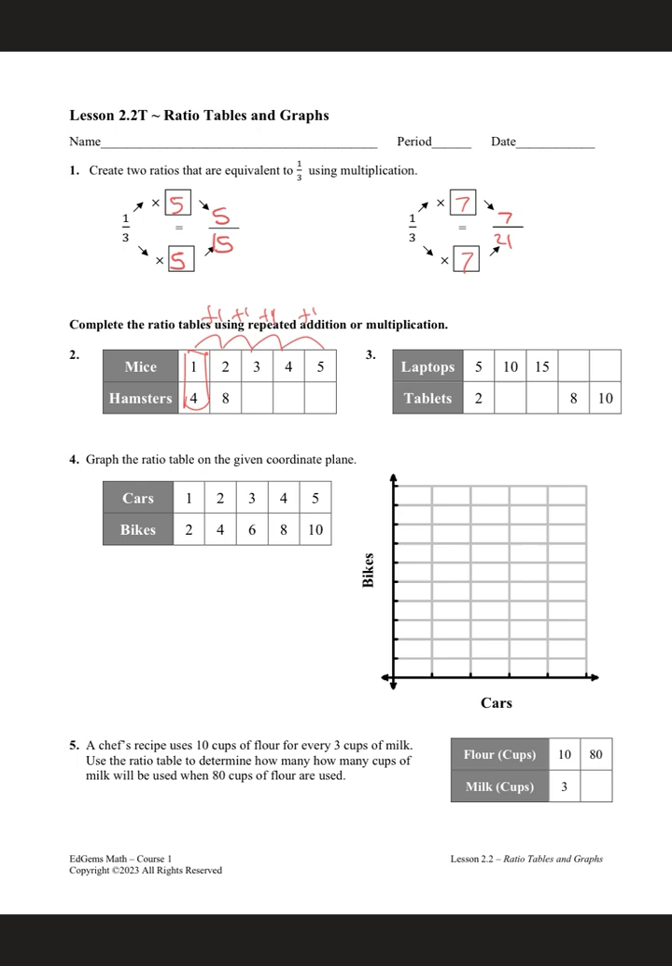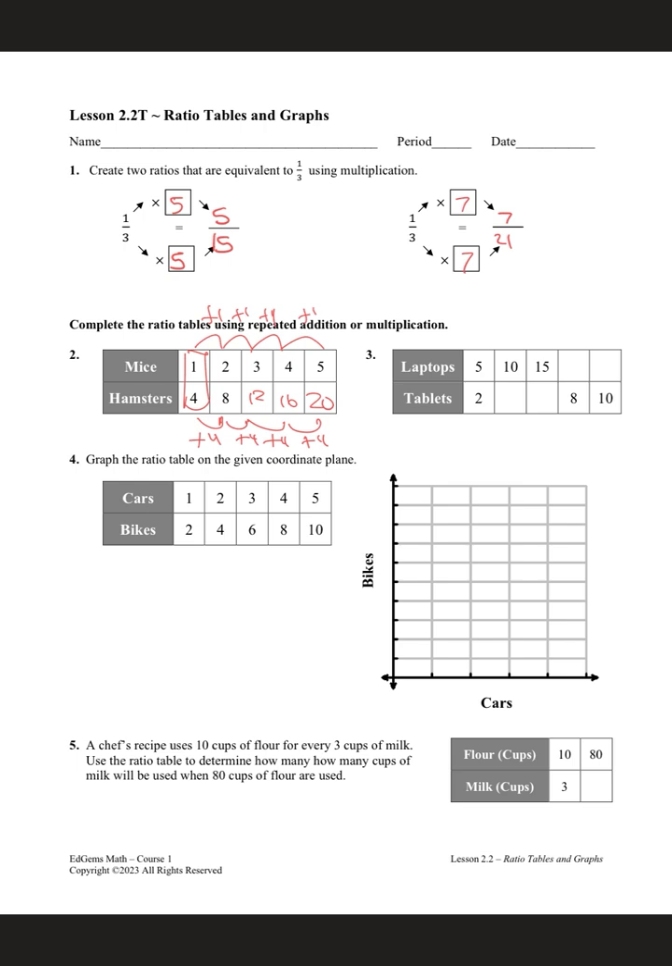So for the number of hamsters, let's see, 4 plus 4 is 8. 8 plus 4 is 12. 12 plus 4 is 16. And 16 plus 4 is 20. So that's one way you can use repeated addition. And it's really helpful when you know what your base ratio is.